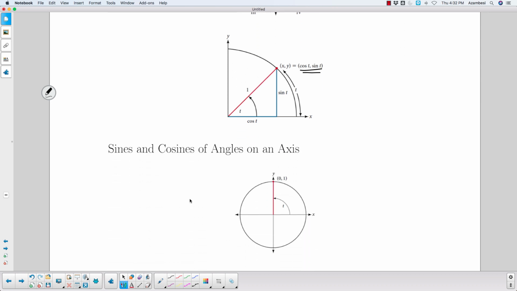We also have some points on the actual axes themselves. So if our angle t is 90 degrees, or pi over 2, then we have a quadrant angle, and here our cosine of pi over 2 is equal to 0, and our sine of pi over 2 is equal to 1.